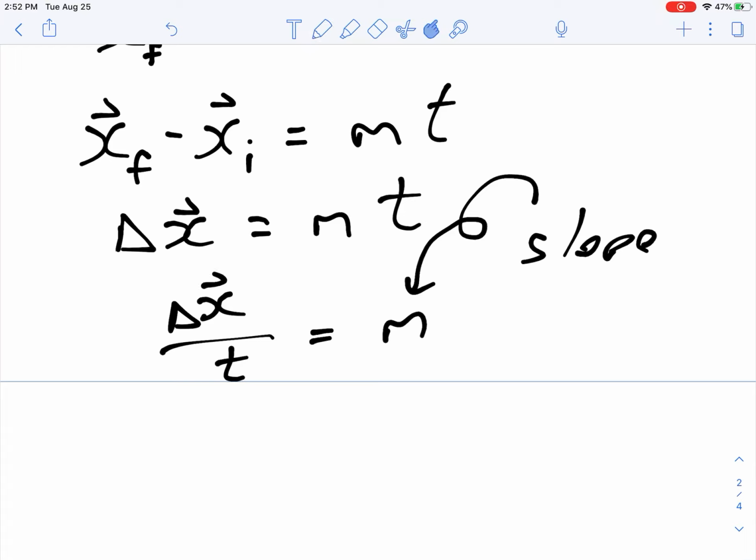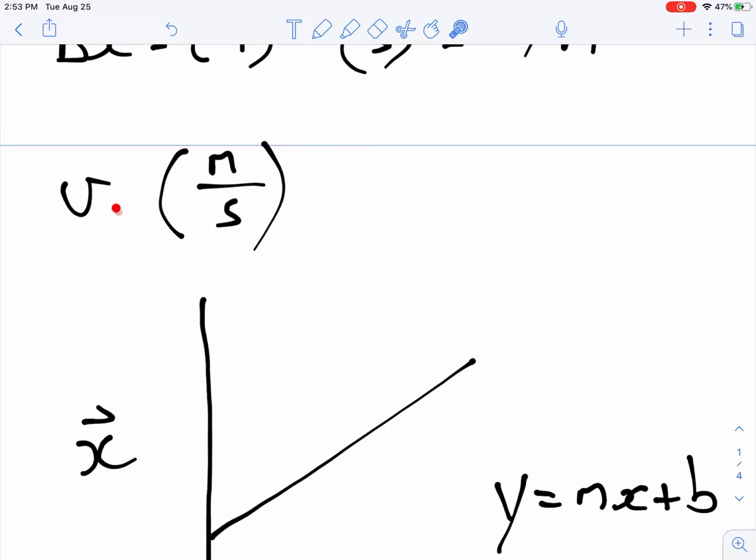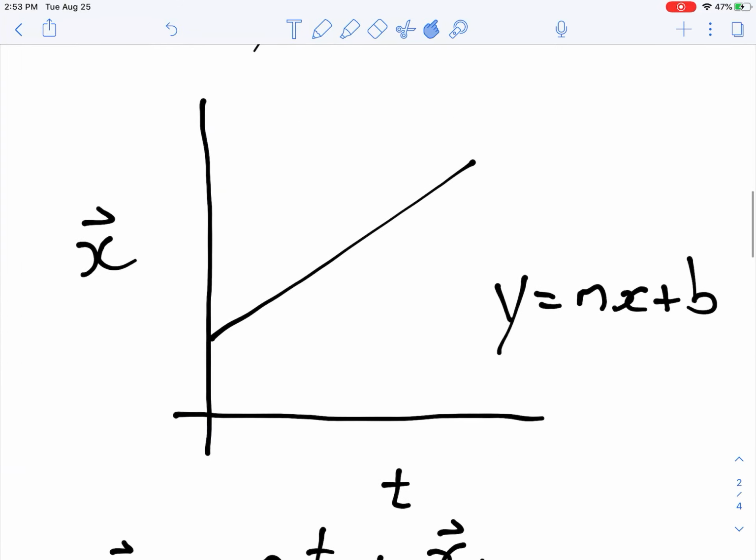What are the units of displacement over time? Displacement has the units of meters. Time has the units of seconds. So my slope has the units of meters per second. Well, hey, velocity has the units of meters per second. So the slope of my position time graph, the slope of this line, has the units of meters per second. That means the slope of this line on a position time graph is velocity. The slope of a position time graph is velocity.